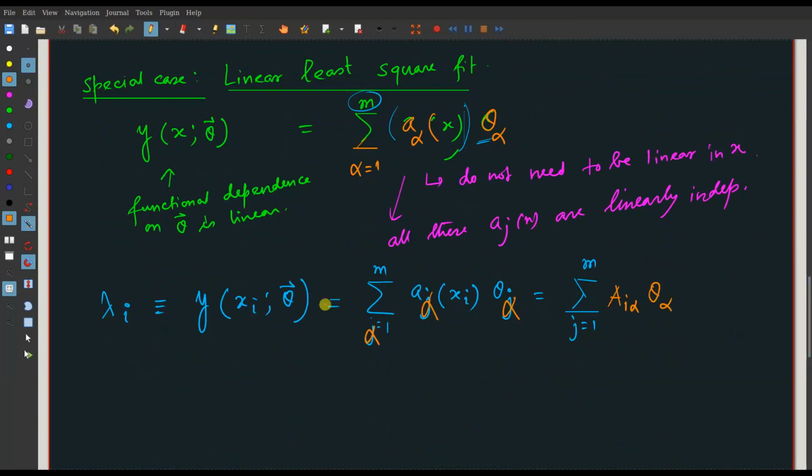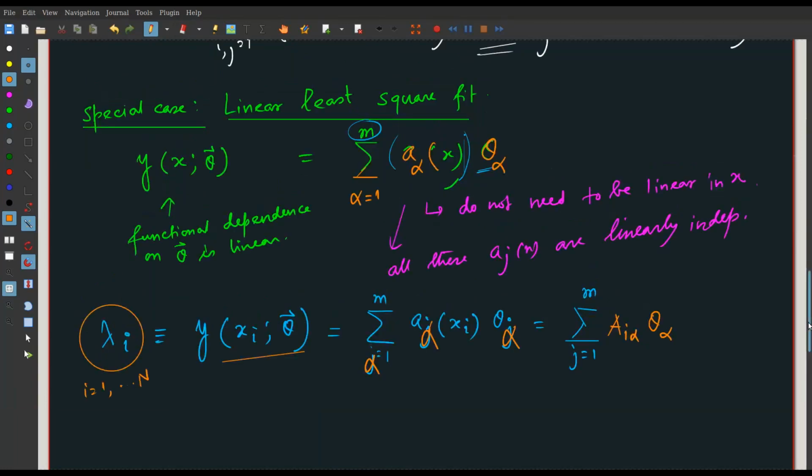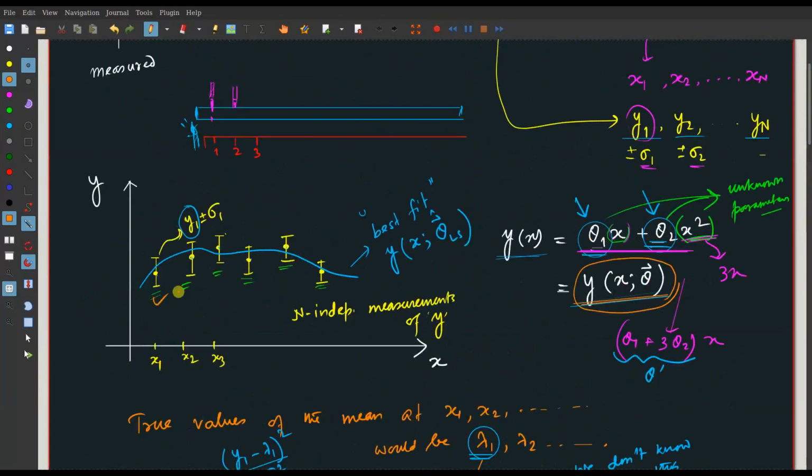Sir, when we are writing xi, isn't it for a particular point? So it is not counting the number of measurements we are doing, right? Yes, when you sum over i, you are doing it for every i. You are calculating lambda i for i equals 1 to n. So that is for different measurements, right? All these points are different measurements.